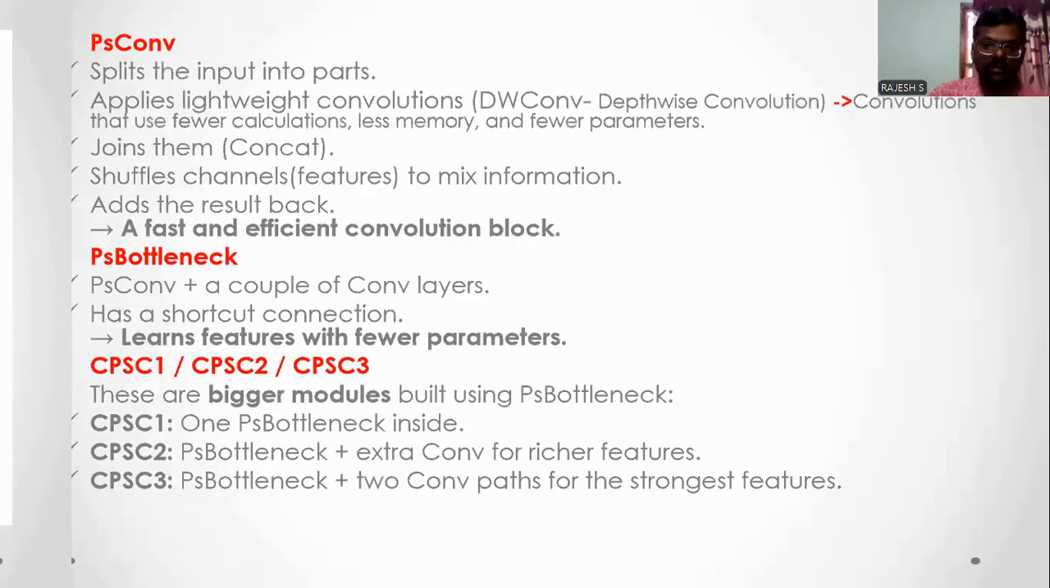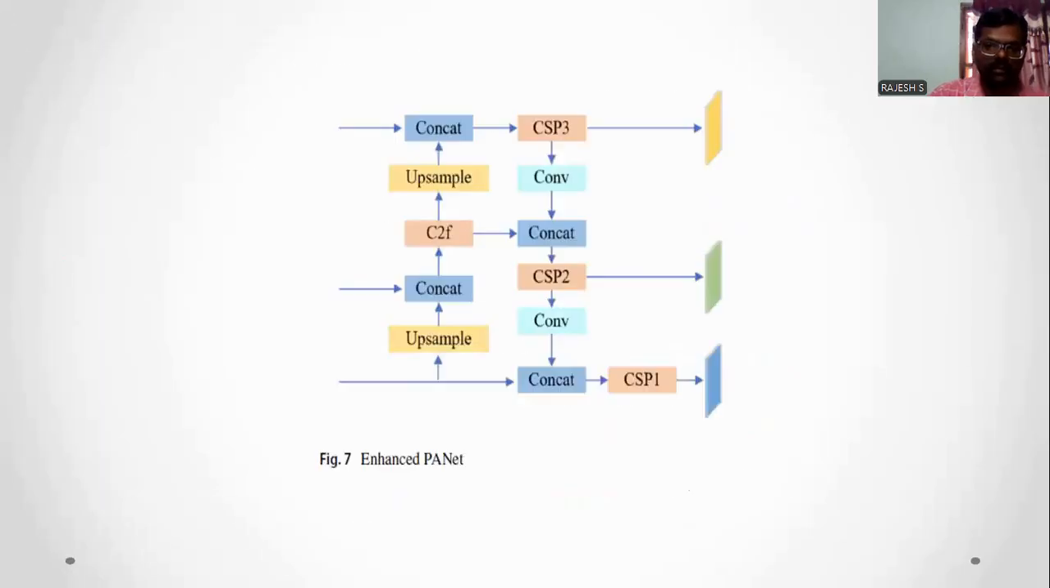Now coming to the enhanced path aggregation network. Enhanced PANET is nothing but an improved version of PANET that mixes the features even better, so the model can detect objects more accurately and faster.